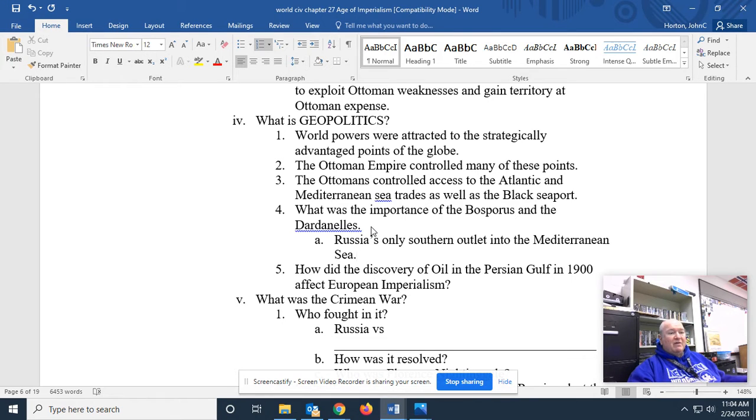How did the discovery of oil in the Persian Gulf in 1900 affect European imperialism? Well, suddenly all that sand that I was just talking about, all those deserts, got a lot more valuable. They discovered oil in the Persian Gulf region, and suddenly many of the European countries began using diesel fuel and began using oil for greasing of machine parts, and that was the main use of it at first. I mean, here's what's funny, thinking about oil, petroleum.